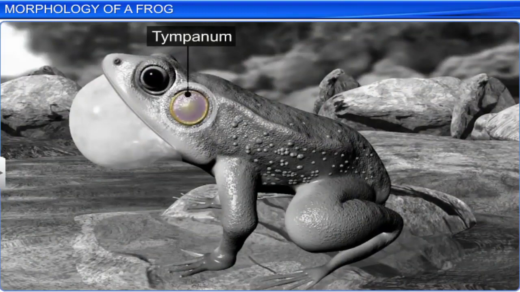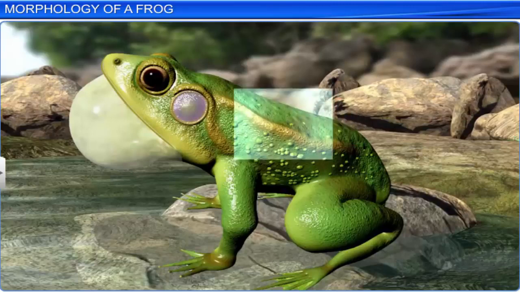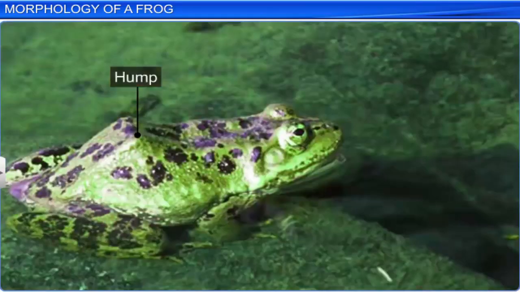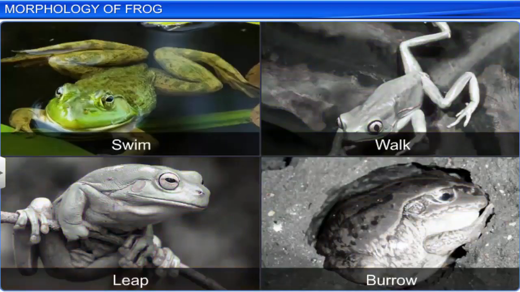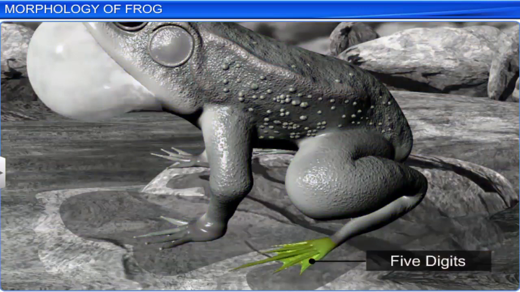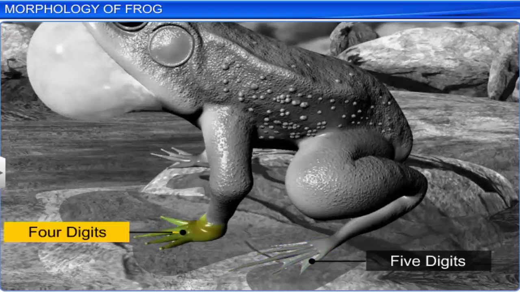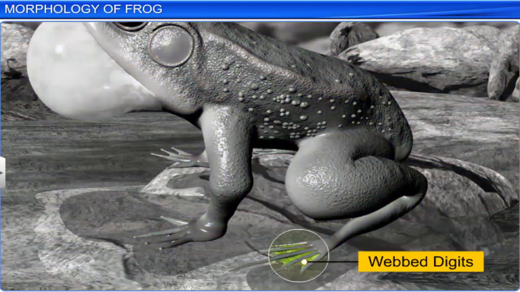The head is attached to the trunk, which is a broad structure that usually shows a hump in the sitting posture. It bears two pairs of limbs, forelimbs and hind limbs, that help to swim, walk, leap, and burrow. The hind limbs have 5 digits and are larger and muscular than the forelimbs, which have 4 digits. Moreover, the long digits of the hind limbs are connected by a web that helps to swim.